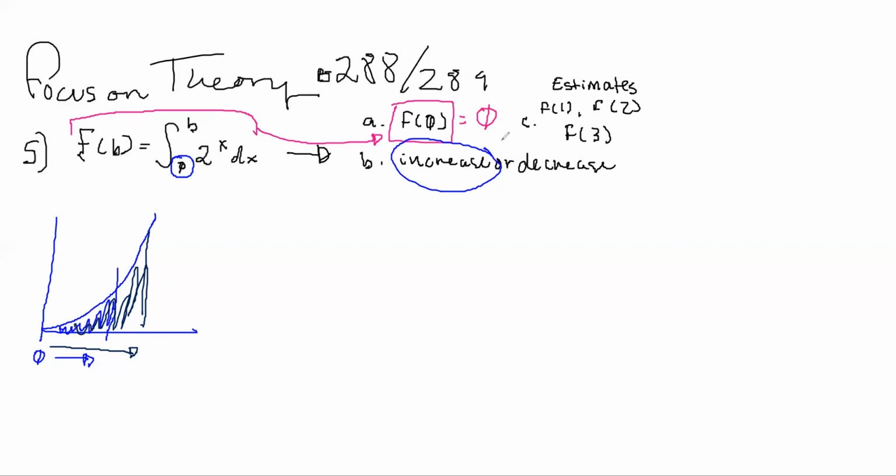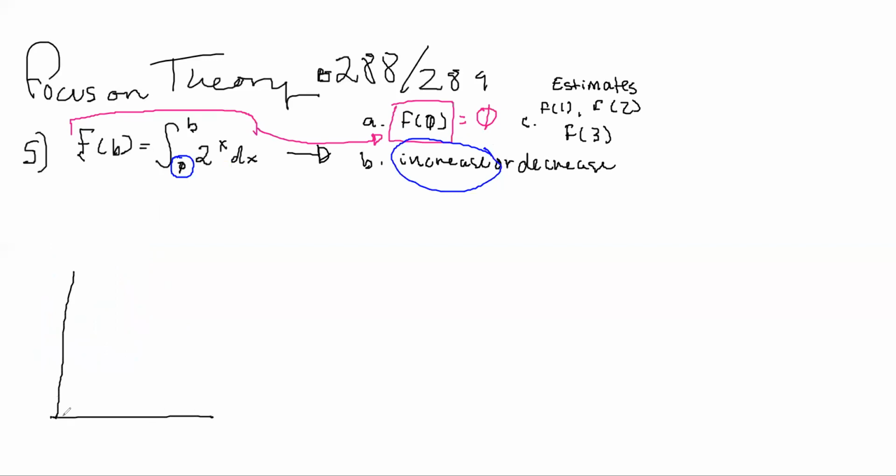Now we're going to estimate what f of 1, f of 2, and f of 3 are going to be. So again, we want to consider this graph. And this graph is of 2 to the x. So part 3, it's just the area under the curve evaluated at those points. So here at point 1, what's going on here? Here at point 2, what's the area look like down here? And then at point 3, what's this area look like? The whole thing.